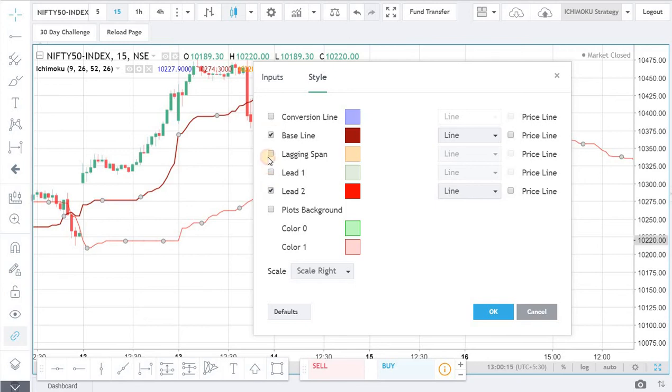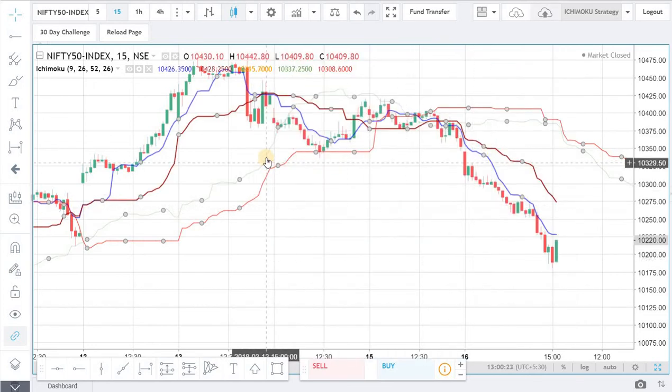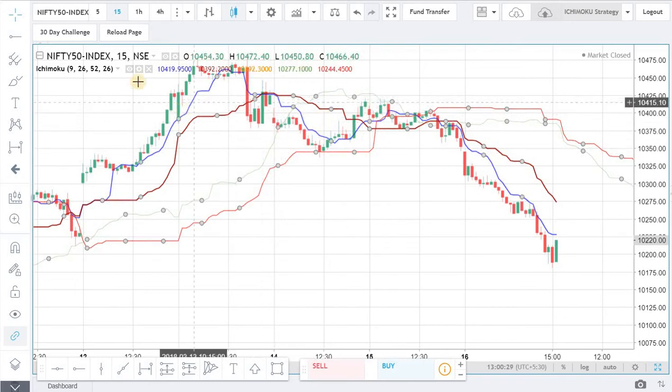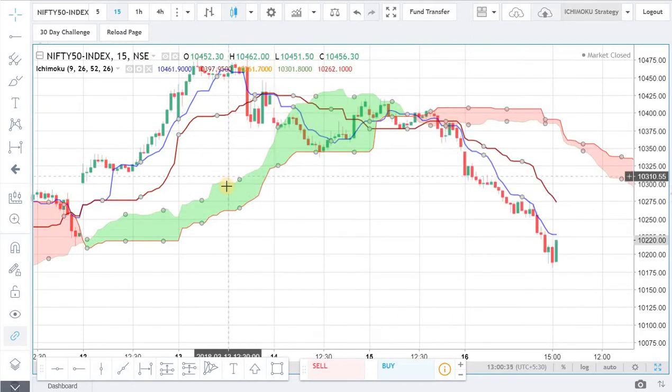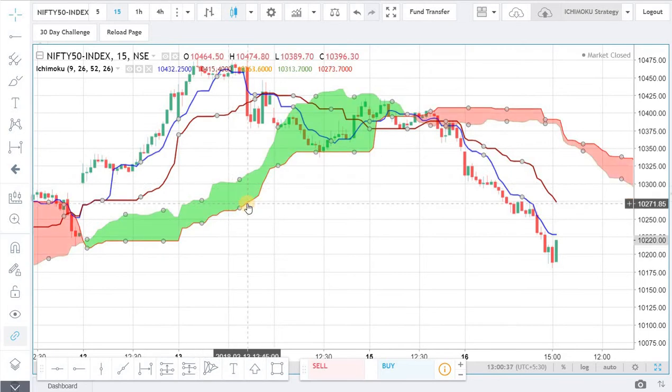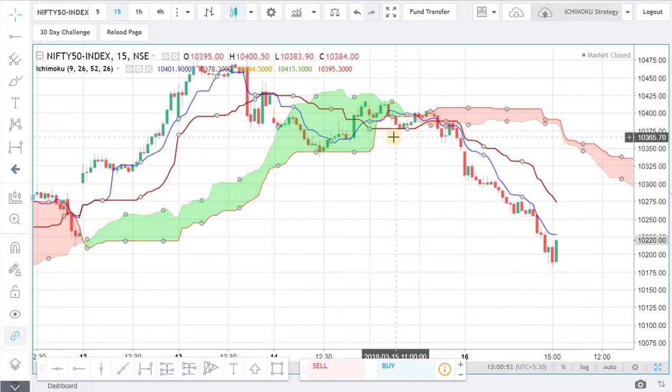Okay, now lead 1, you have to compare lead 1 with lead 2, and I'll probably put conversion baseline also for this. Lead 1 is what we call the edge of the cloud. Okay, and let me put the cloud in as well, and the cloud is nothing but the area between your span A or lead 1 and your span B or lead 2. So these are just your outer edges of your cloud. The most important aspect of the cloud is span B, and these are just going to help you gauge the momentum and the strength of the trend as well as the support or resistance levels.